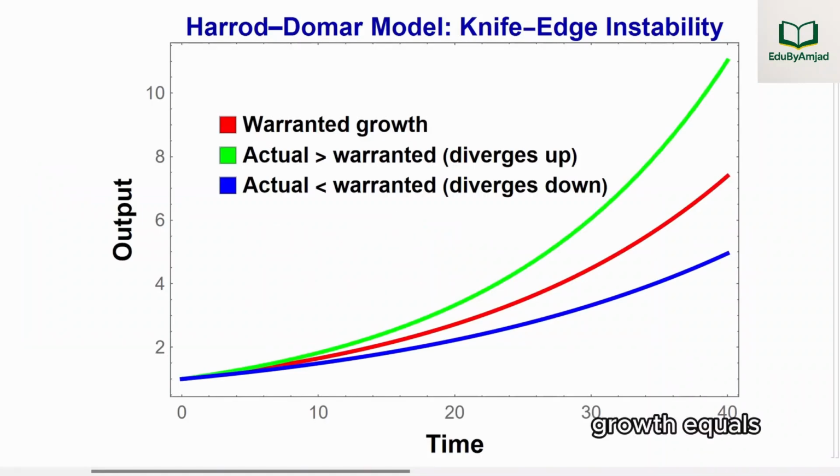If actual growth equals the warranted growth rate, the economy stays exactly on this growth path. However, if actual growth is even slightly higher, due to a small change in the saving rate or the capital output ratio, output diverges upward away from the warranted path, as shown by the higher curve. If actual growth is slightly lower, output diverges downward away from the warranted path, as shown by the lower curve. There is no stabilizing force that pushes the economy back to the warranted growth path. This property of the Harrod-Domar model is known as knife edge instability.